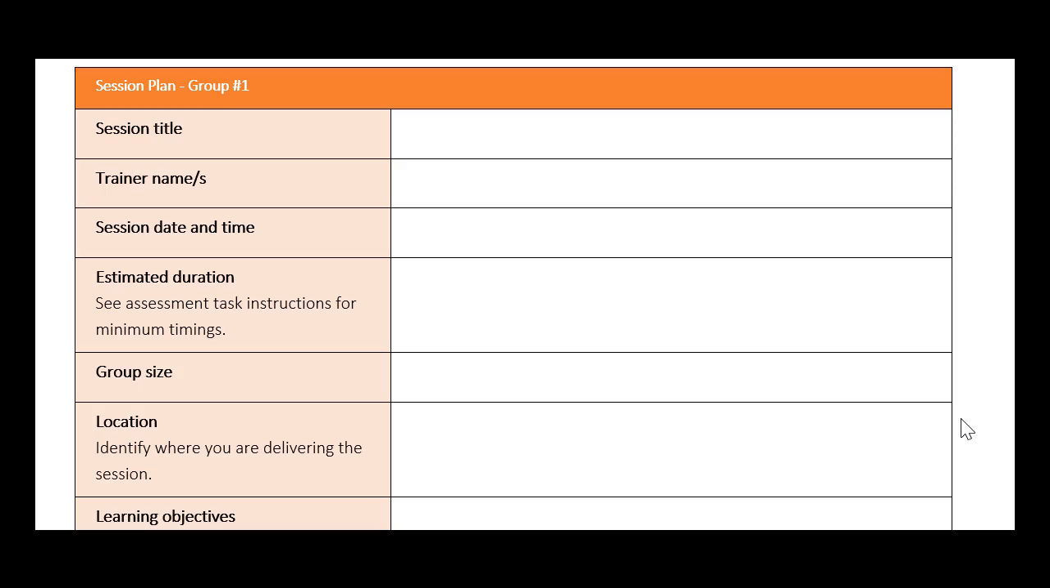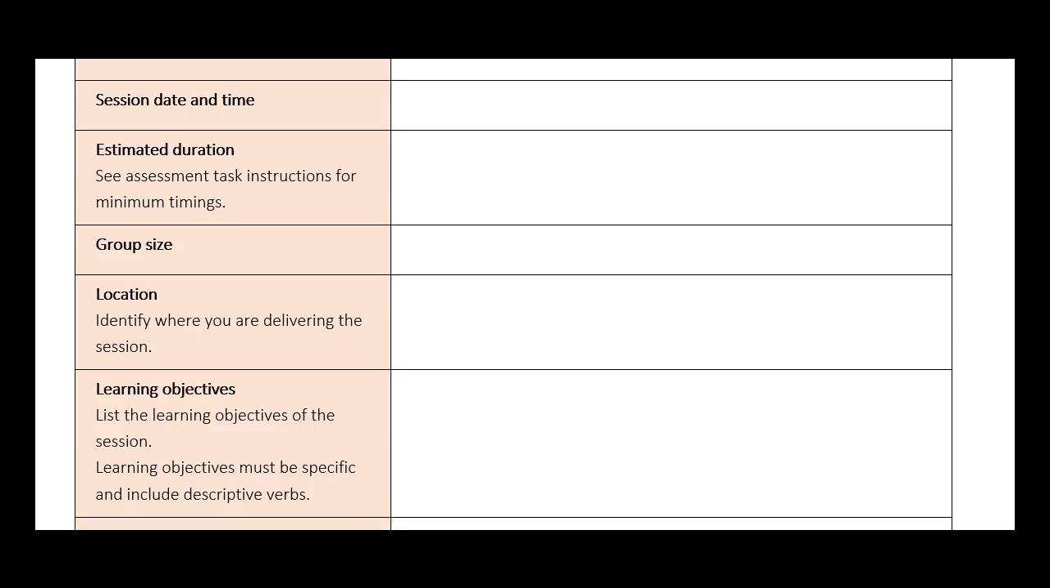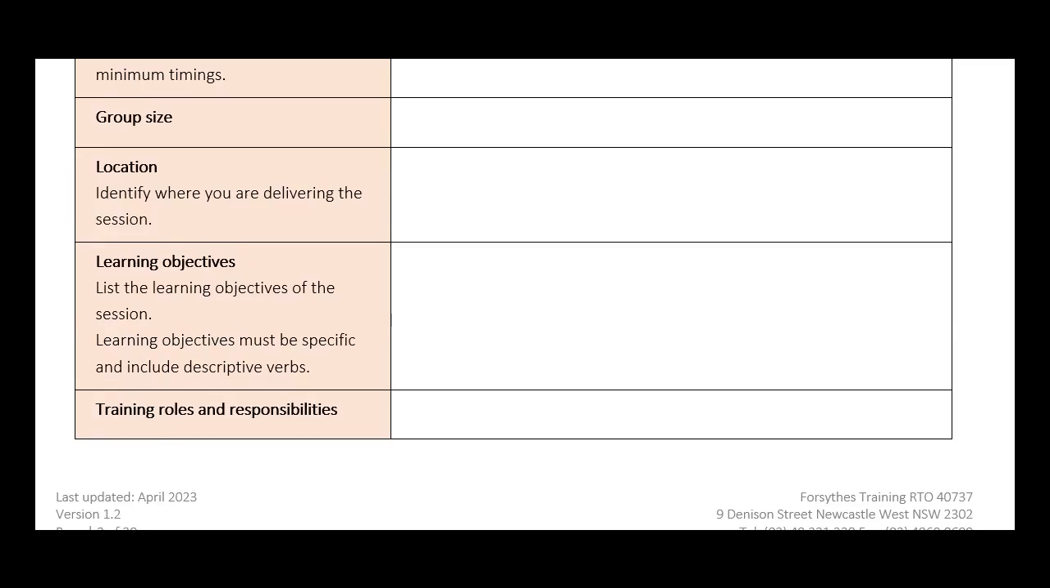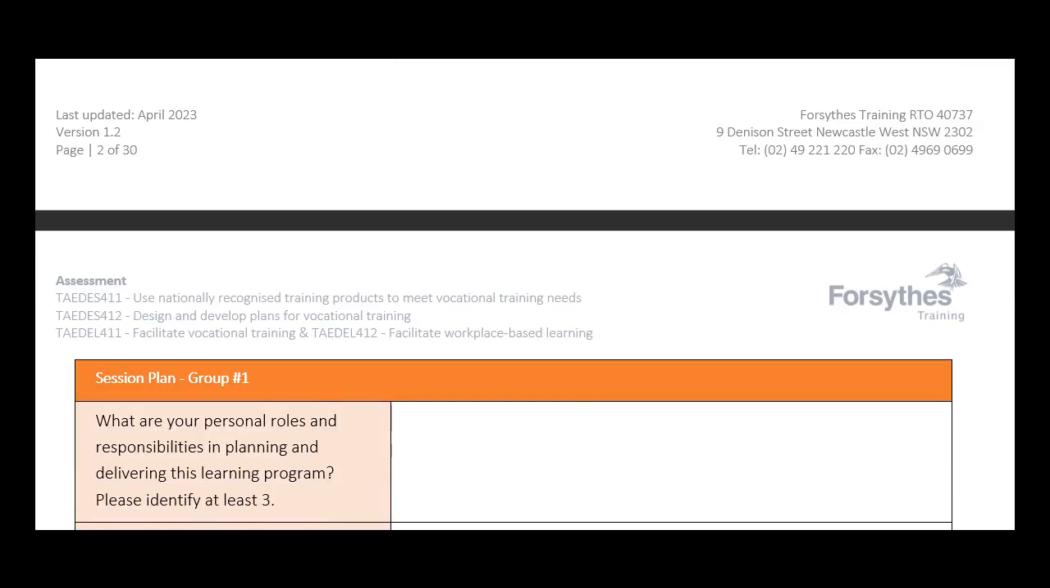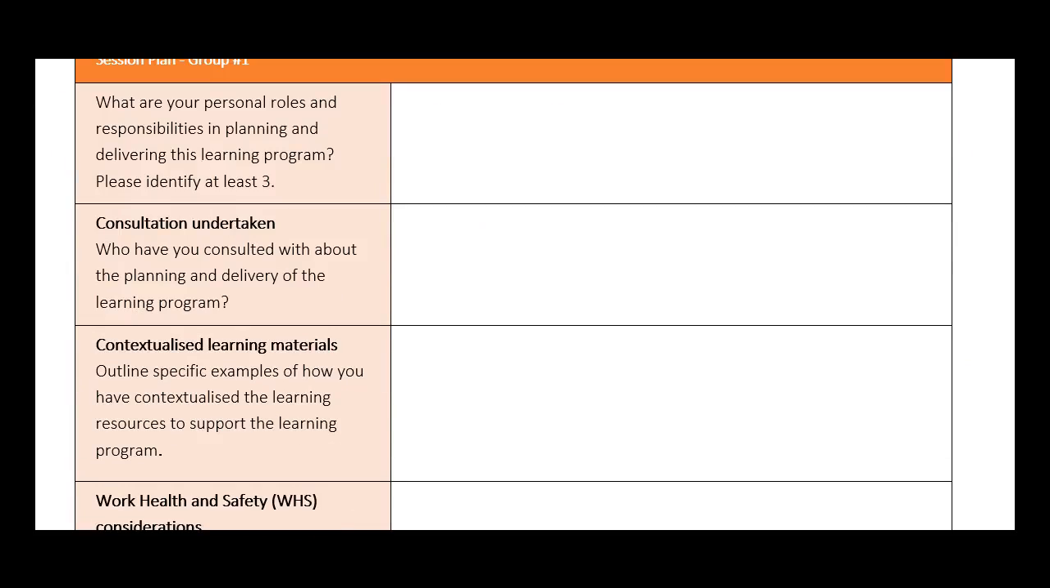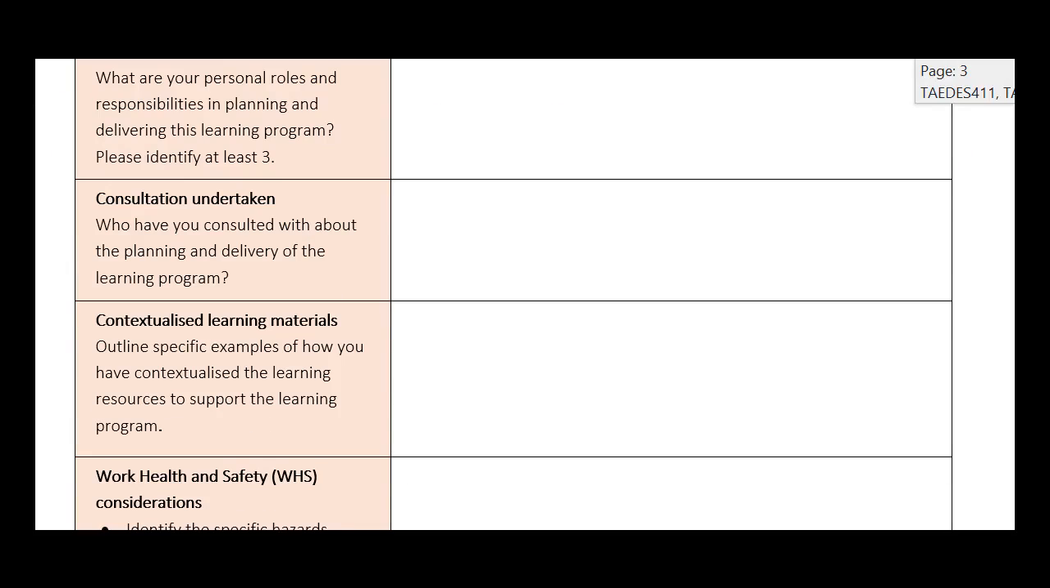They'll soon tell you. So your session plan should include a session title, trainer name, session date and time, and duration. Don't forget it must be a minimum of 30 minutes. But we don't want it going too far over that 30 minutes because we've got to also assess that as well, and it'll take up other people's time. Your group size, the location where it's occurring. Remember, it must be face-to-face in person. The learning objectives, what the training roles and responsibilities are, the consultation that you've undertaken, contextualisation.